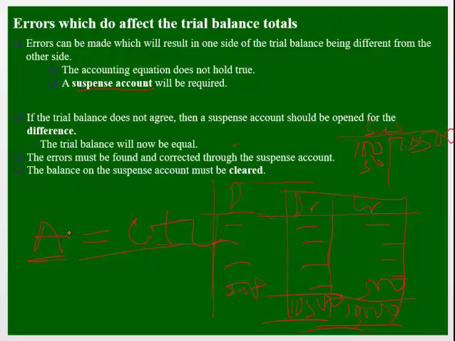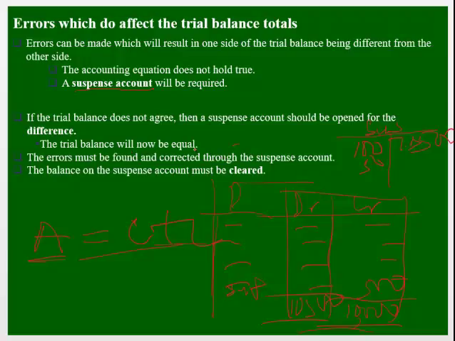Because before we proceed, we must identify where the error came from. That's only when we can prepare a final account that is okay. Now if the trial balance does not agree, then a suspense account should be opened for the differences. That's what we have just said. The trial balance will now be equal.